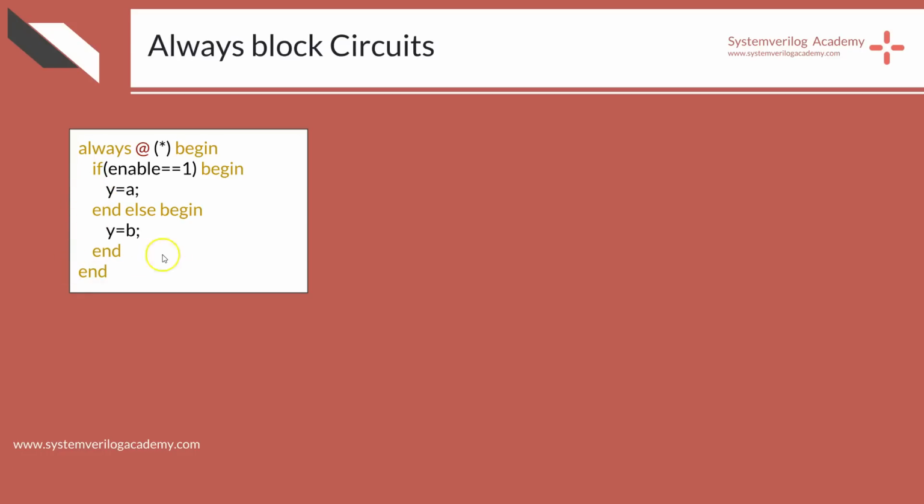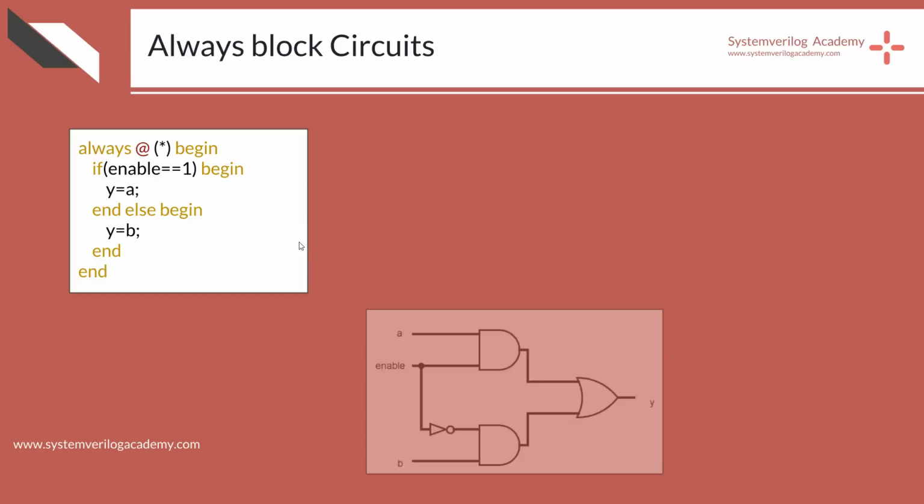Its inferred sensitivity list will be the variables enable, A and B. The code says if enable is high, Y will be equal to A, and B otherwise. It will be a combinational circuit consisting of logic gates, that propagates A to Y when enable is high, and B otherwise. Here is that circuit.